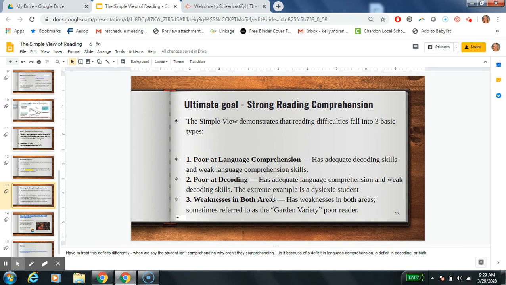So we have to treat the deficits differently. When you say a student isn't comprehending, as a teacher, we have to ask ourselves, why are they not comprehending? Is it because they have a deficit in language comprehension? Is it because they have a deficit in decoding, or is it because they have a deficit in both? Understanding the deficit area will help us better provide intervention, reteaching, additional instruction in the area that a child needs.